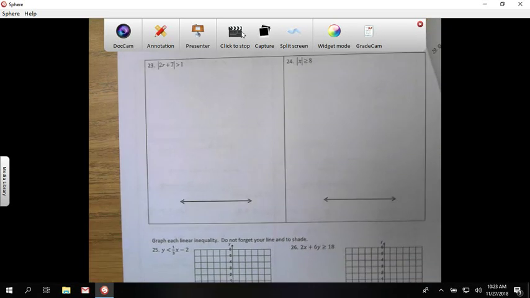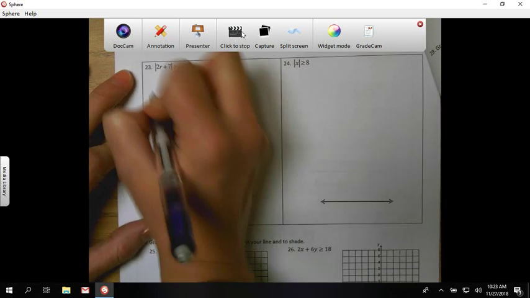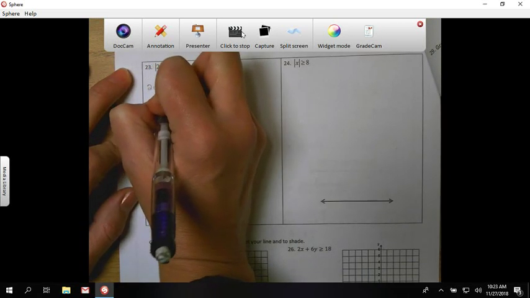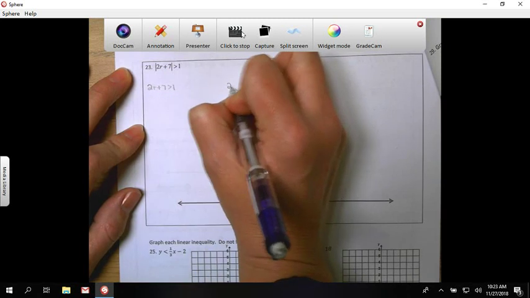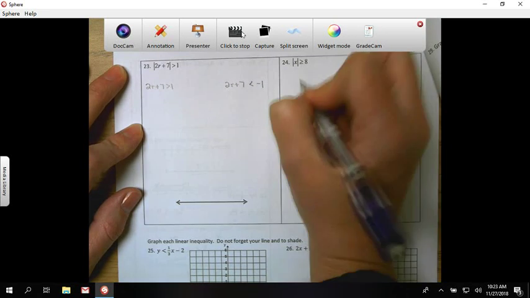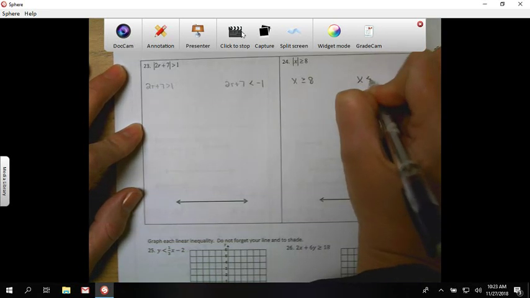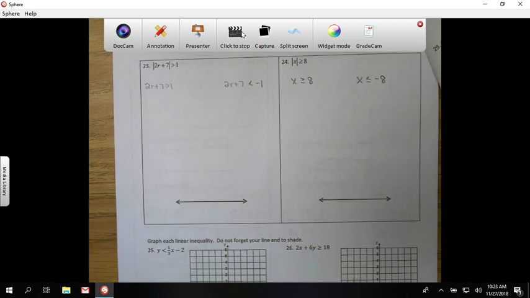23 and 24 are going to be the exact same problem, so remember that you have the positive version, reverse the inequality, and you have the negative. Okay? Okay, so once you've solved those, you can put them on the number line.